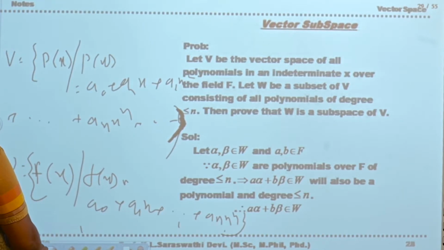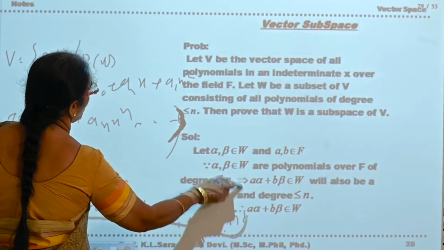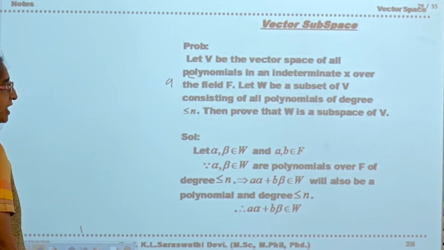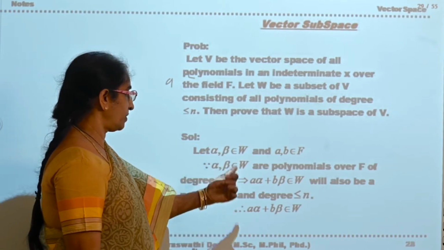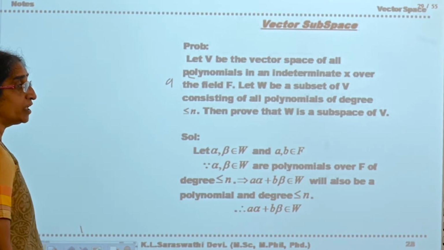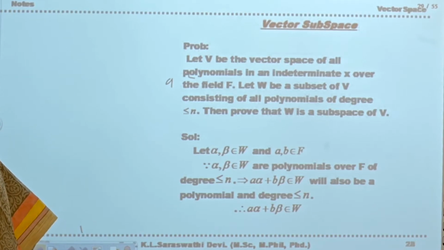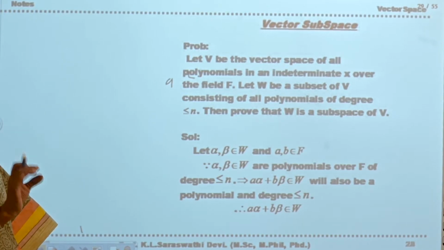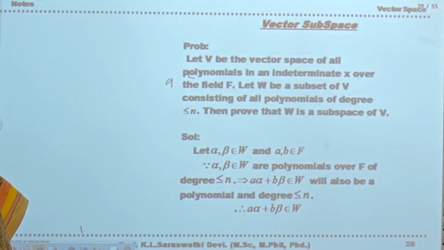In order to say that this is a vector space, see how we are able to say. Let alpha, beta belong to W. Alpha, beta belonging to W means they are polynomials over F and each one's degree is less than or equal to n. Alpha is a polynomial of degree less than or equal to n. Beta is a polynomial of degree less than or equal to n.